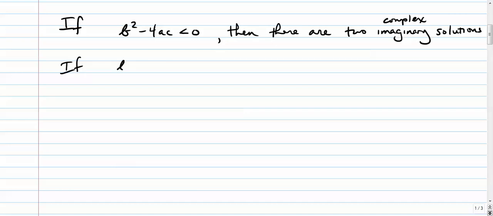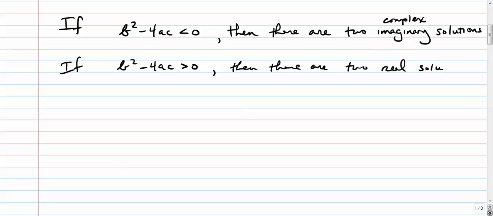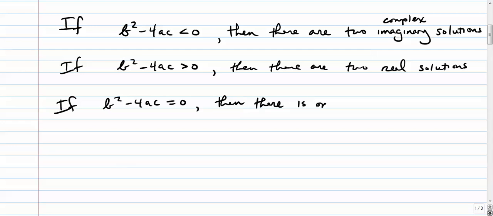If the discriminant is positive, then there are 2 real solutions. This is kind of like the most common one that you've probably seen up to this point. And the third scenario, if b squared minus 4ac is exactly 0, then there's kind of a redundant solution. We'll just say that there is 1 real solution.